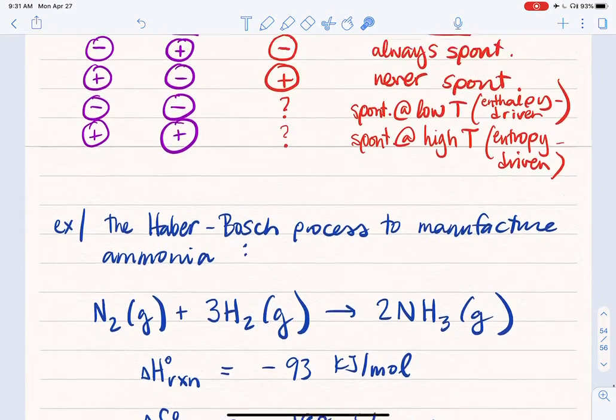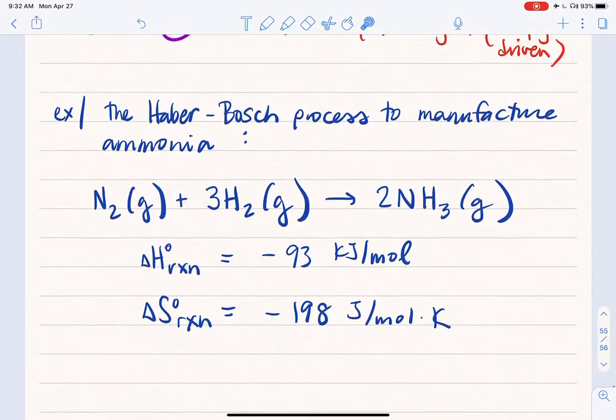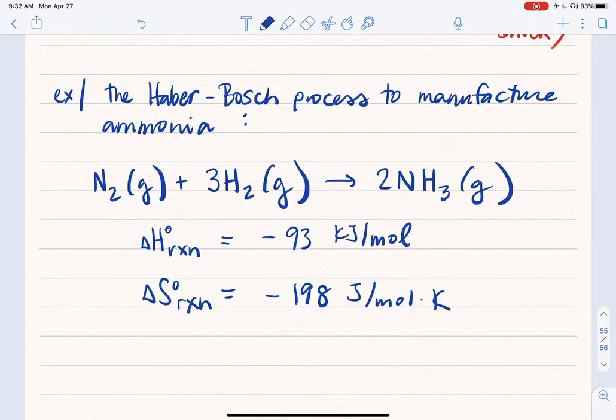So going back to our little chart that we made last time, when both of those terms are negative, we have to really look at their relative magnitude to determine whether the whole reaction is going to be spontaneous or not. And my question for you here is, at what temperature will this reaction be spontaneous?